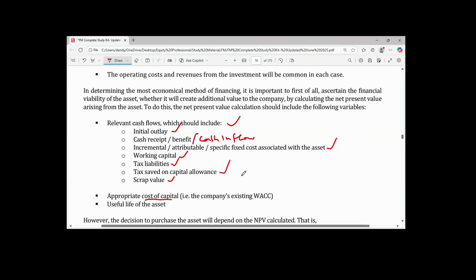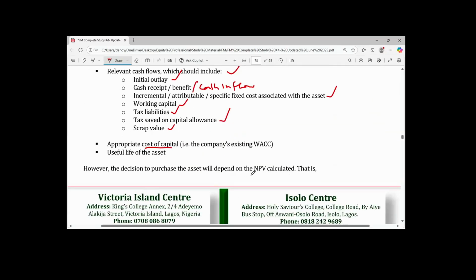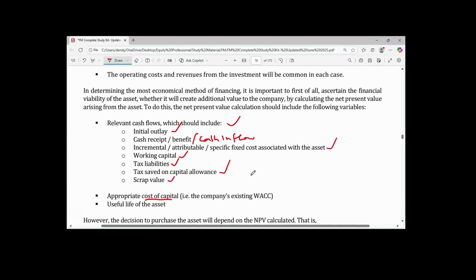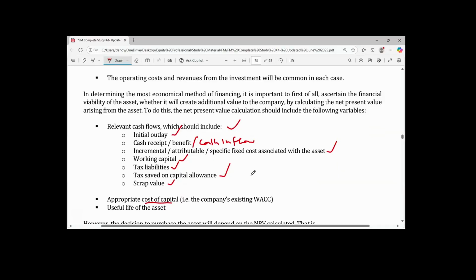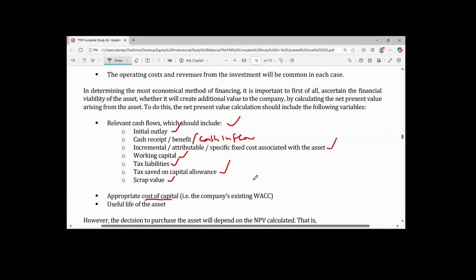After you have confirmed that the asset is financially viable, you then begin to talk about the method of financing the asset. Now, under the method of financing the asset, you don't use the company's weighted average cost of capital. Rather, you are going to use the cost of borrowing, the after-tax cost of borrowing. I repeat, when determining the most economical method of financing the asset, you don't use the company's weighted average cost of capital.